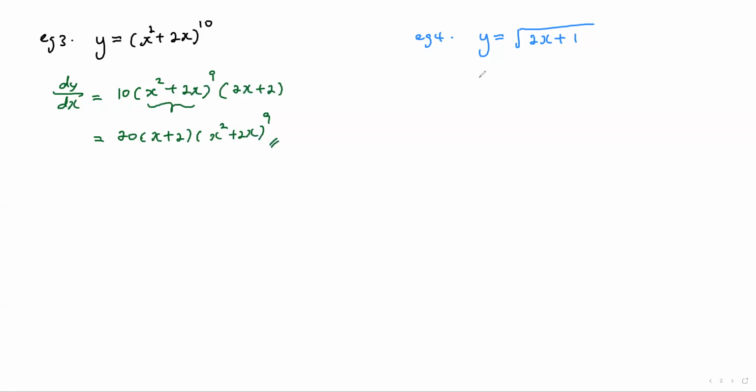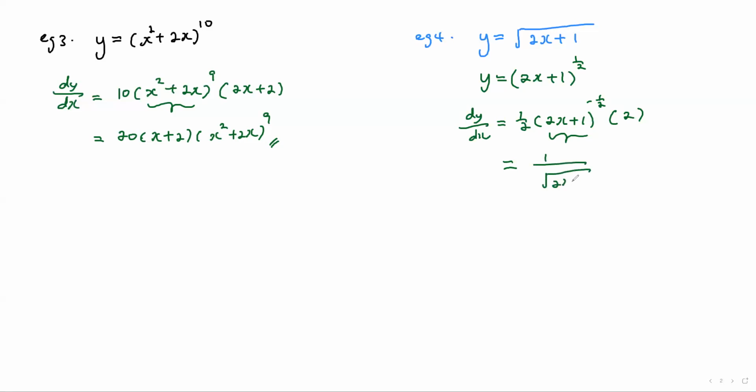Okay, let's look at example 4. This is the square root, but the square root is also the same as power half. So I will apply the same rule. It doesn't really matter whether this is power half, power 10, power 2, or power 1 even. The same applies. So I'll bring down the half, I'll keep what is inside, and the power would subtract by 1. So half minus 1 is negative half. And then we multiply by the derivative of what is inside, which is just a 2. So 2 times half is just 1. And this is 2x plus 1 to the power of negative half, which is 1 over square root of 2x plus 1. And then we are done there.